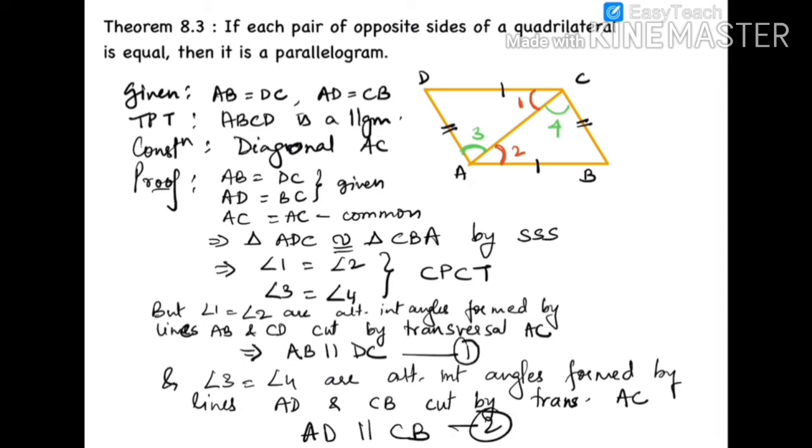So what have we shown? In this quadrilateral, the opposite sides are parallel. So from 1 and 2, we can say ABCD is a parallelogram.